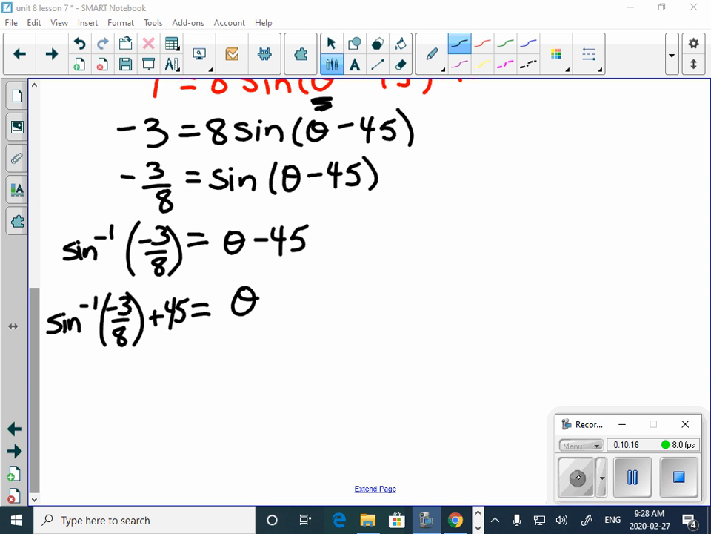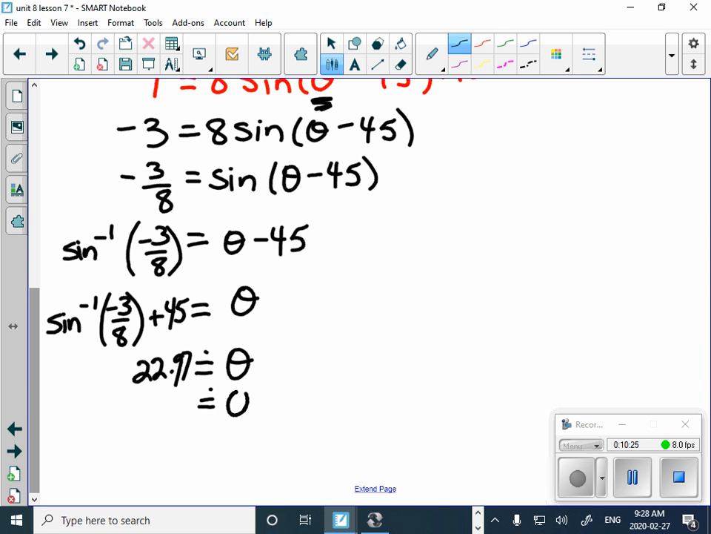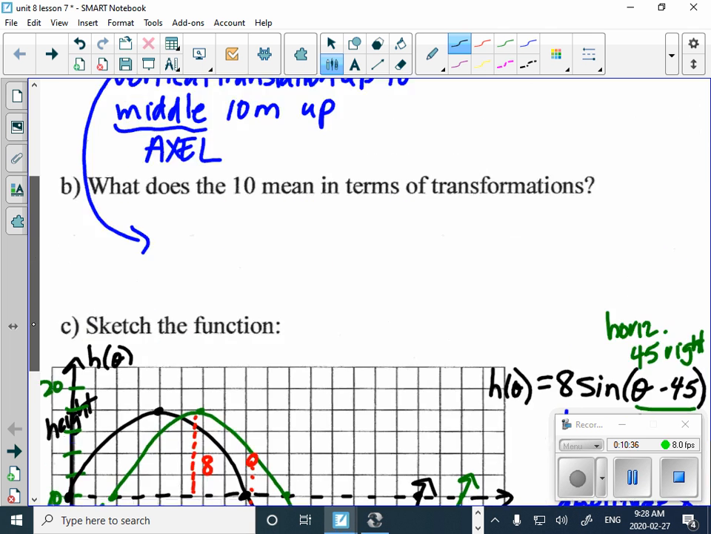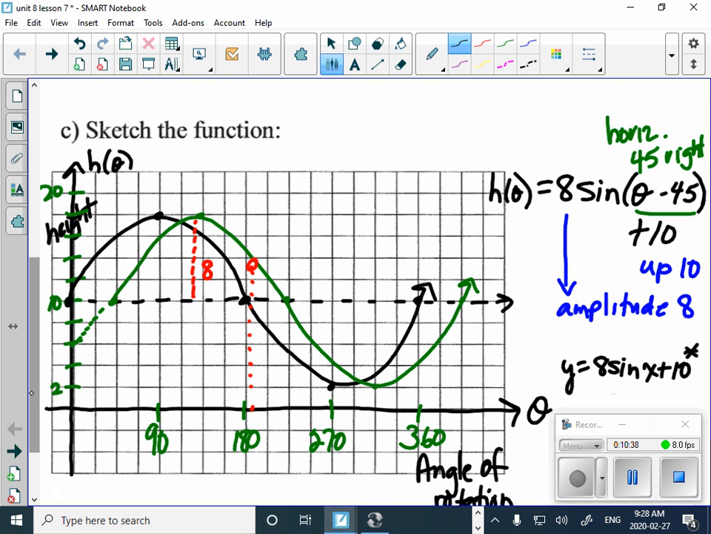The answer that I get on my calculator is approximately 22.97, so approximately 23 degrees. Let's have a look at our graph and see if that makes sense. So when is the height 7? Okay. So very, very approximately. The height is 7, 2, 4, 6, 7, about right there. And it says that's about 23 degrees. That is reasonable.